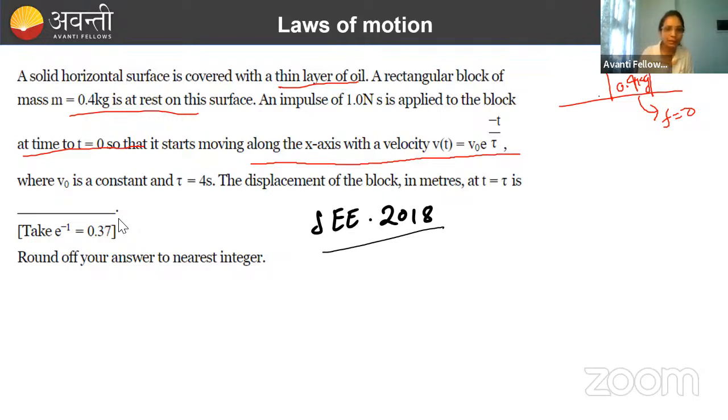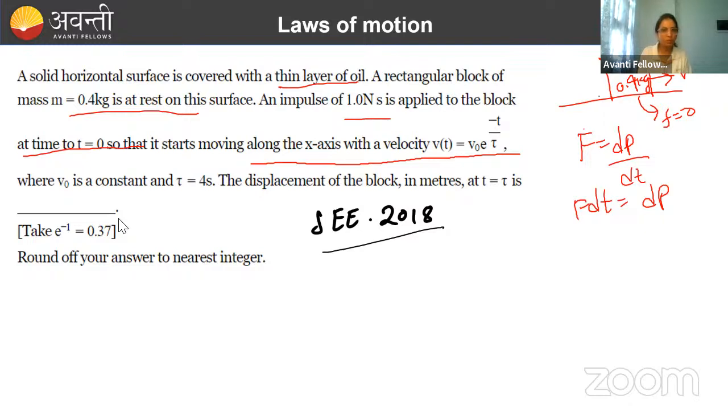Done. And initially the block is at rest now. Initial velocity is 0. Impulse acting is how much? 1 Newton. Impulse means change in momentum. Just as you write force as dp by dt, right? Impulse is F dt. So that is equal to change in momentum. Initially my body is at rest. Finally, because of the application of force, it will gain some velocity just after application of that force. So finally its velocity will become something v.